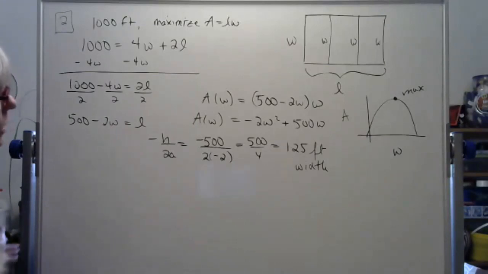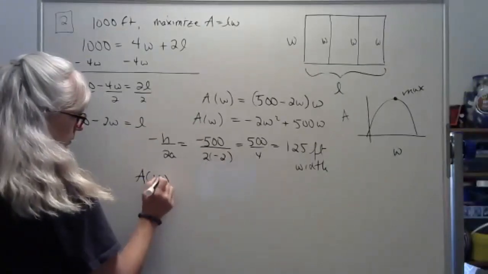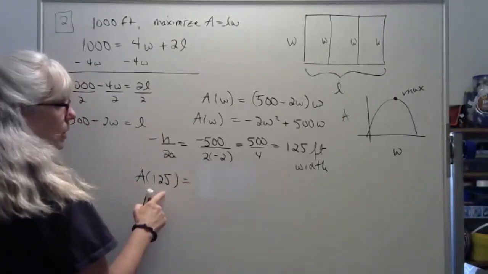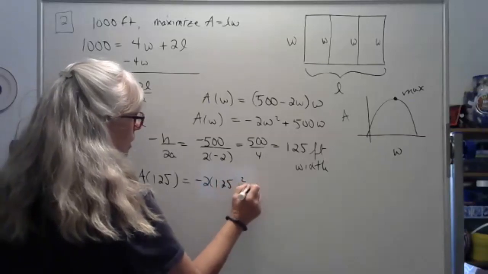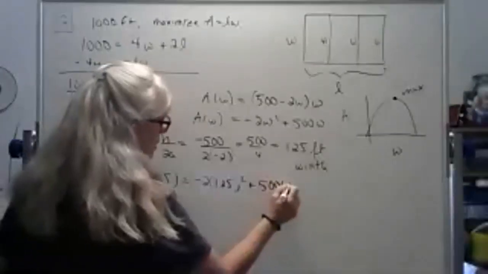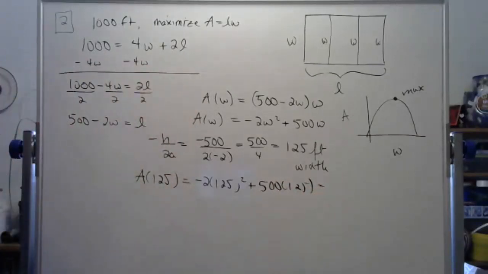So we'll take the 125 and plug it back in. So the area at 125 feet comes out to be a -2 times 125 squared plus 500 times 125. And then you go to your calculator. I'm going to let you guys do that.